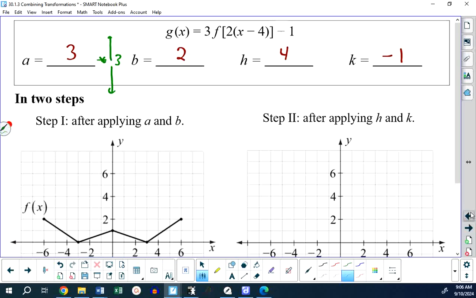Jacob, what does the 2 do? It's a horizontal stretch by a factor of 1/2. Perfect. It's a horizontal stretch by a factor of 1/2.